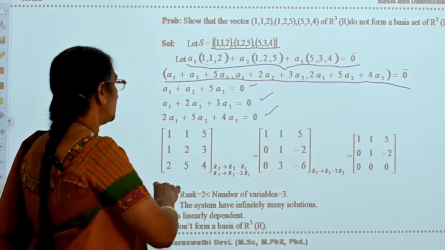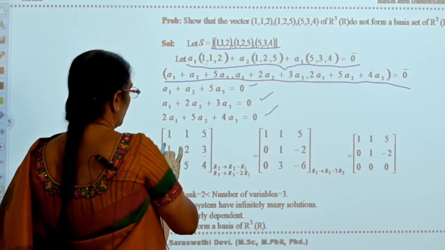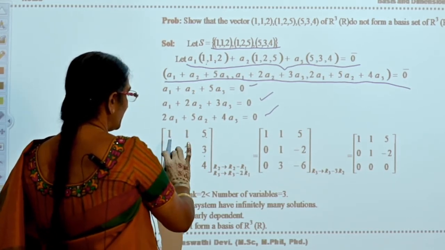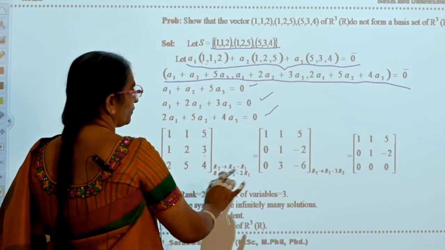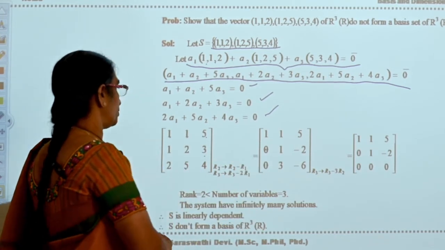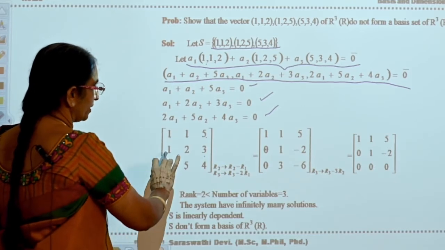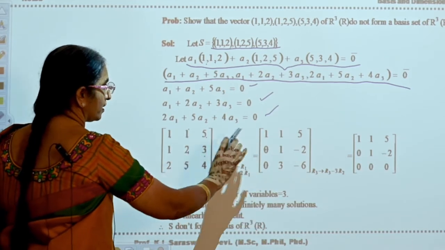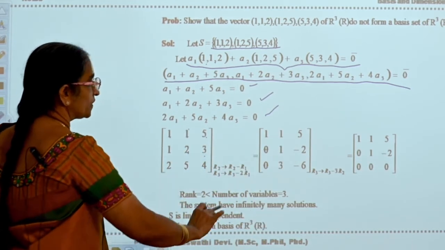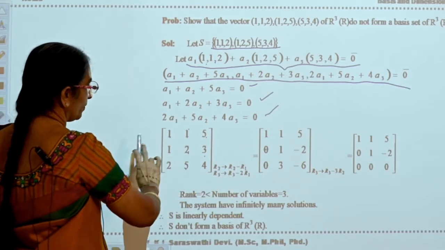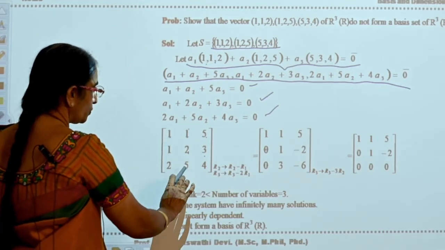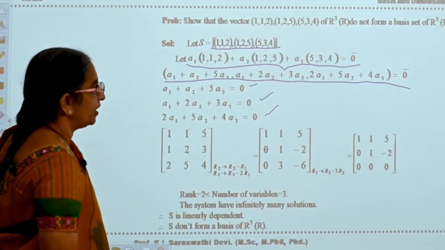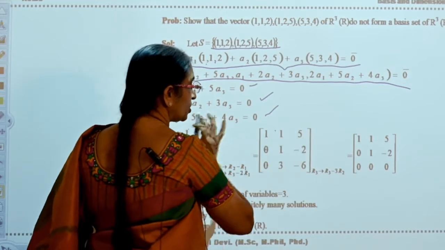Now here take the first row, multiply with -1 and add to the second row. Take the first row, multiply with -2 and add to the third row. That means you are making these two elements 0. See here, first row into -1, that is -1 plus 1, 0, -1 plus 2, 1, -5 plus 3, -2. Second, first row into -2, -2 plus 2, 0, -2 plus 5, 3, -10 plus 4, -6. Now in the first row, there won't be any change.